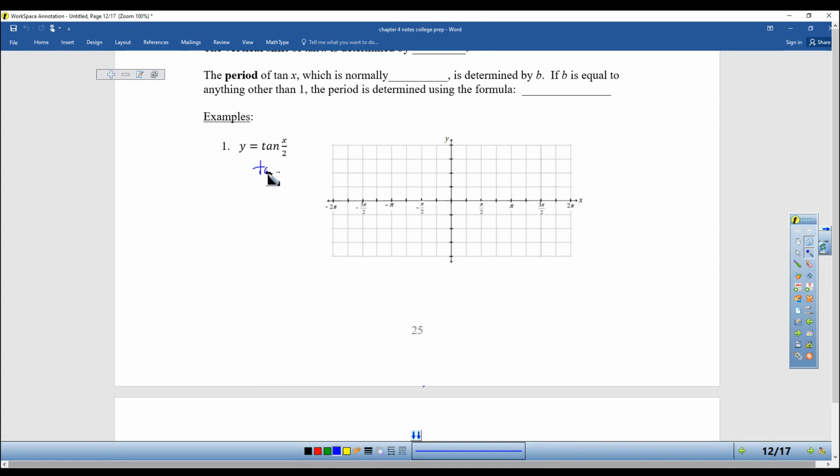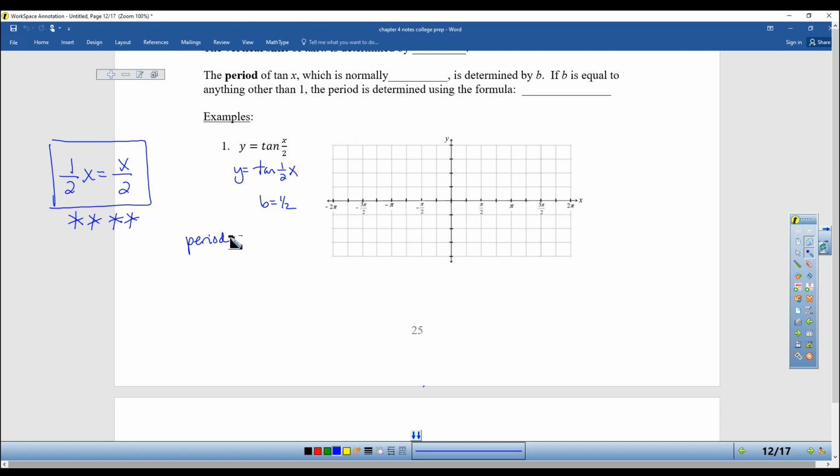If it helps you, you could rewrite this as tangent of 1/2 x. Always know this, 1/2 of a number is the same as a number divided by 2. Half of 100 is the same as 100 divided by 2. Some people really struggle with that concept, but different forms are good for different purposes. And in this case, people do better if the 1/2 is separate from the x, because then they can see that b is 1/2.